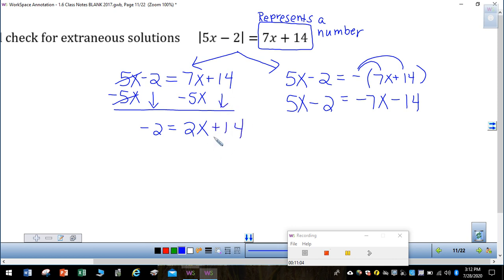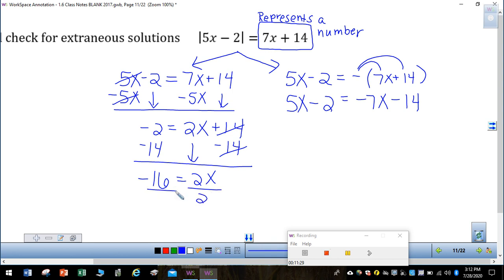Now we're going to get the 2x by itself. We'll do that by getting rid of the plus 14, thinking about inverse operations. So we're going to subtract 14. The 14 minus 14 is going to go to 0. Negative 2 minus 14, we have negative 16. Bring down the 2x. Now we'll go ahead and divide both sides by 2. And our first possible solution is negative 8.